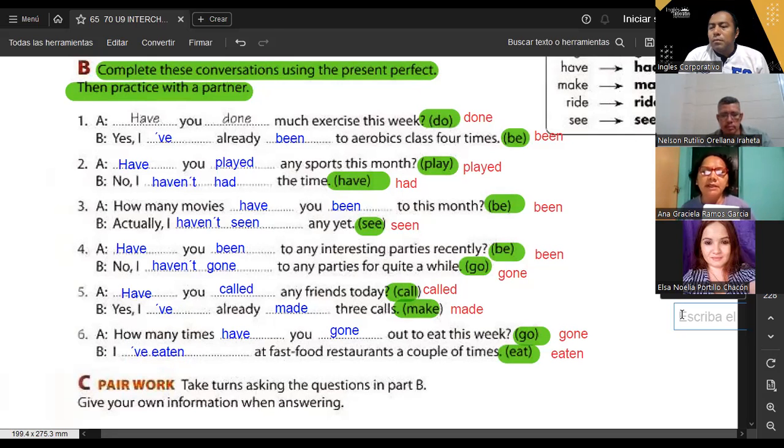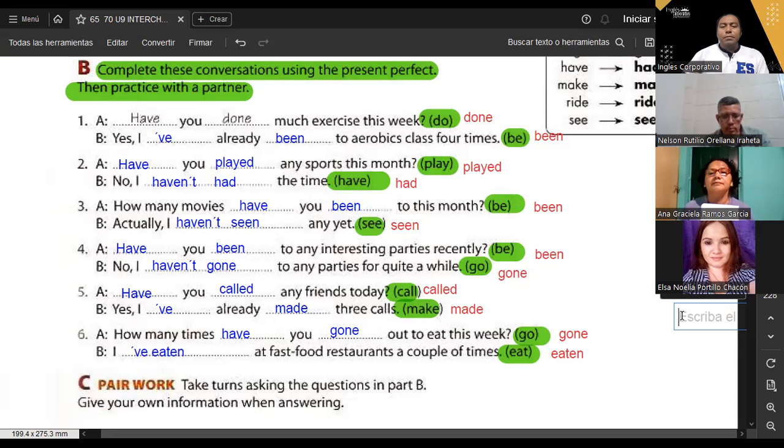¿Cómo se pronuncia ahí en la respuesta del 6? Number 6. I've eaten at fast food restaurants a couple of times. Couple es pareja, ¿verdad? Es pareja. Couple of times. Sí.